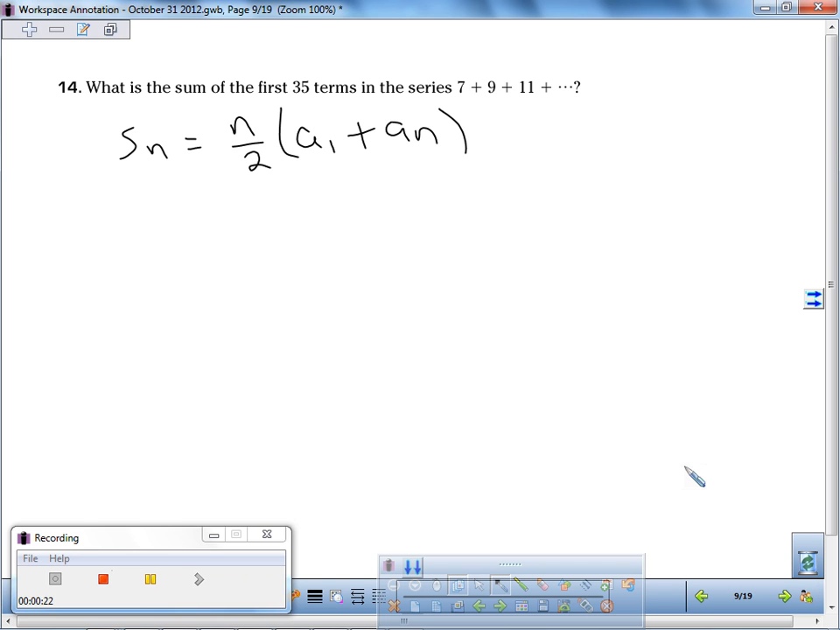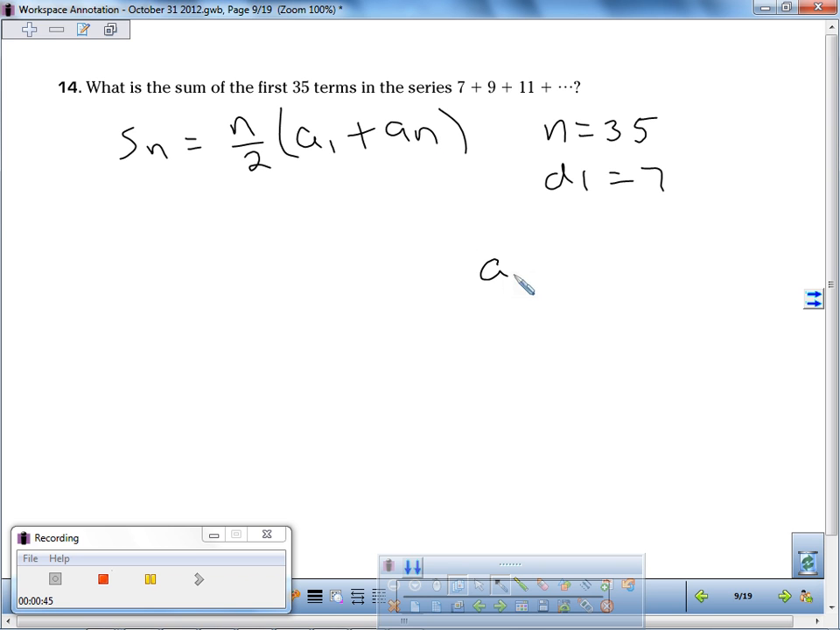Now, let's find out what we know. How many terms do we have? So n is equal to 35, and a1 is going to be 7. But what are we missing to use this formula? The last term, so we're going to have to go find it first.